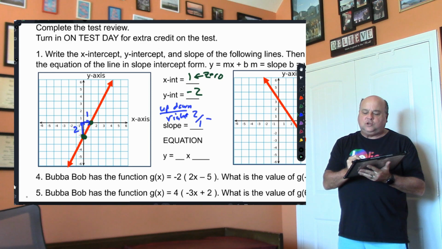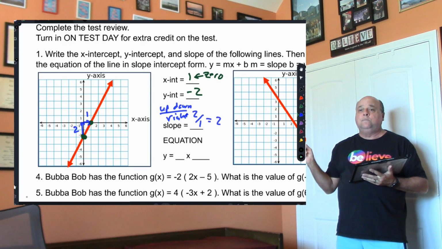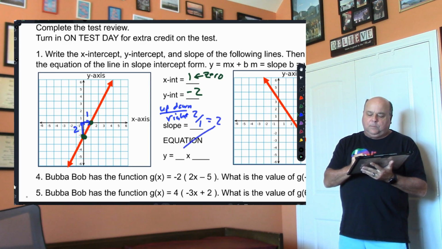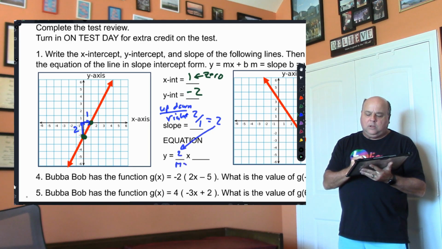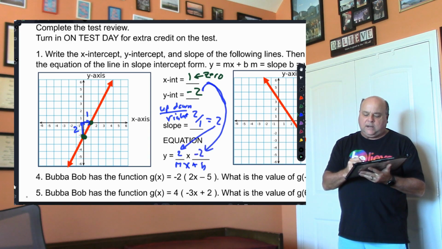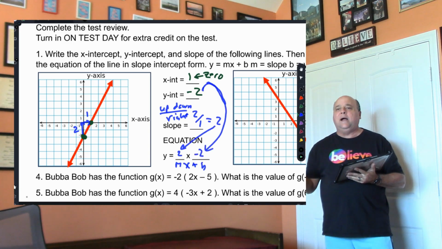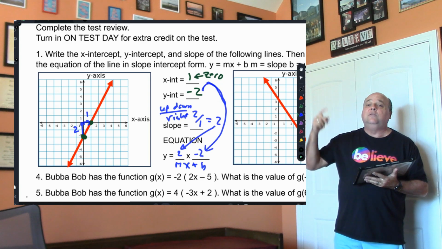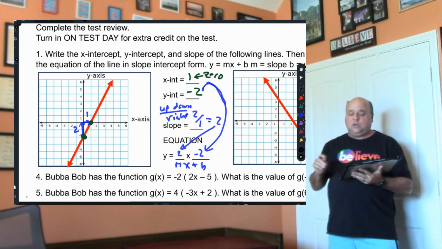So our slope is 2 over 1, which is 2. Now then, the equation would be, this is your slope, and the y-intercept goes right here. So our equation would be y equals 2x minus 2. If you were to graph that, you would get the same line.